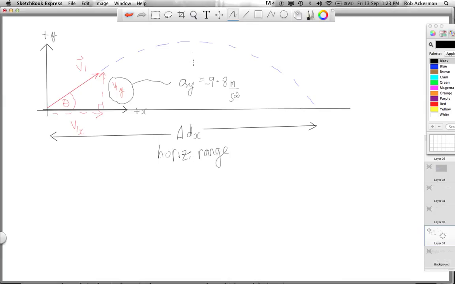Okay. Of course, we have a maximum height. We never had to deal with that before because the ball never went up. It only went across and then down. So that would be how high above the ground. You would measure that by measuring a delta D in the y direction.